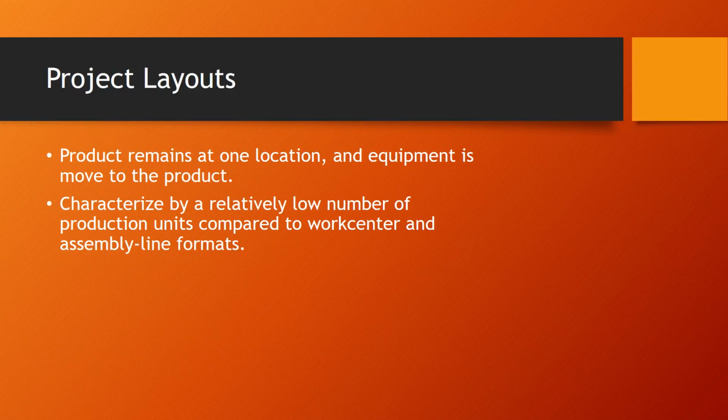In developing project layout, you can visualize the product as the hub of a wheel with materials and equipment moving around it. The product remains at one location and equipment is moved to the product. This is characterized by a relatively low number of production units compared to work center and assembly line formats.